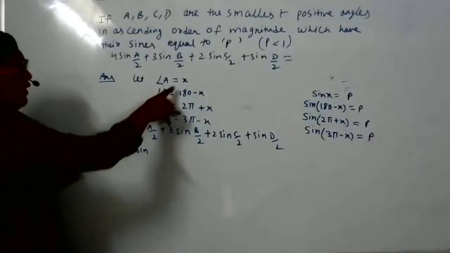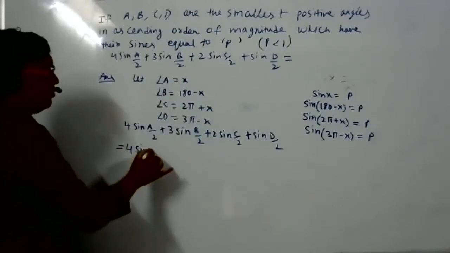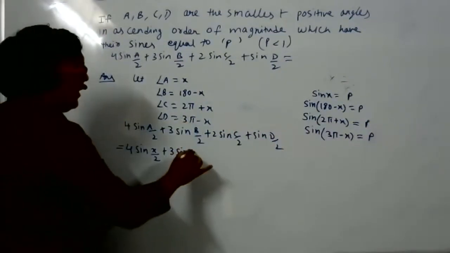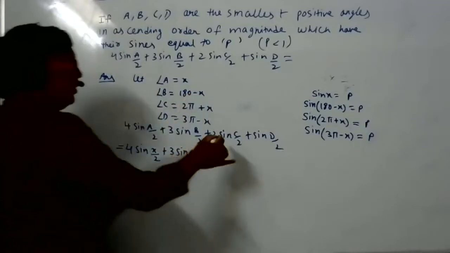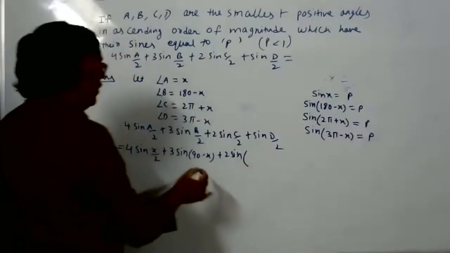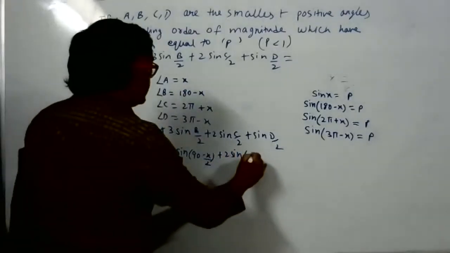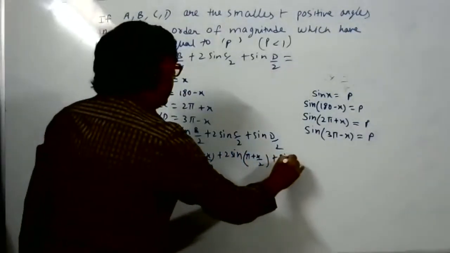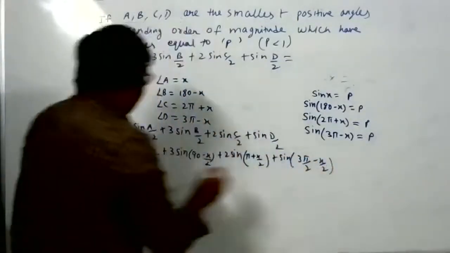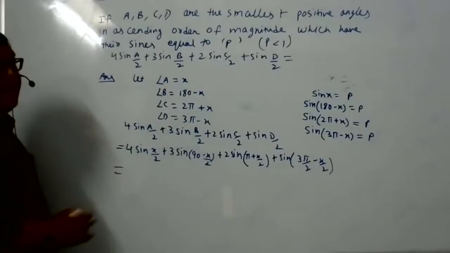Just substitute the value. I will do it orally. A by 2 means how much should I write? X by 2. Plus 3 sine B by 2, which is 90 minus x, divided by 2. Then 2 sine C by 2, which is pi plus x, divided by 2. Sine D by 2, divide D by 2, what will we get? 3 pi by 2 minus x by 2. I'll stop here and you can ask some doubts. A by 2 means divide angle A by 2, B by 2 means divide angle B by 2.